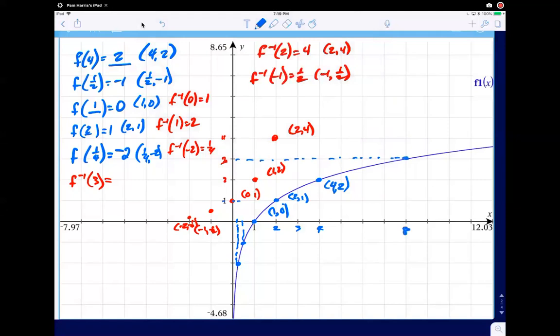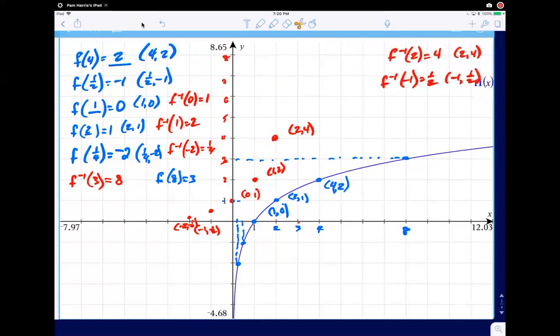If the blue function has an input of 8 and an output of 3, then we could expect that its inverse, with an input of 3, would have an output of 8. And so where would that be? We'd go over to 3, we'd go up 8: 3, 4, 5, 6, 7, 8. Oh, up here in my mess. Let me move some stuff out of the way.